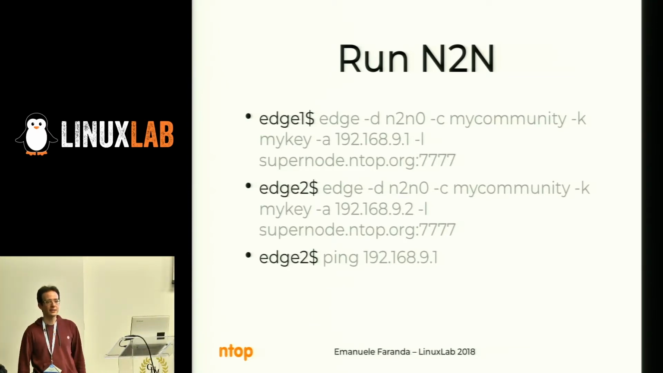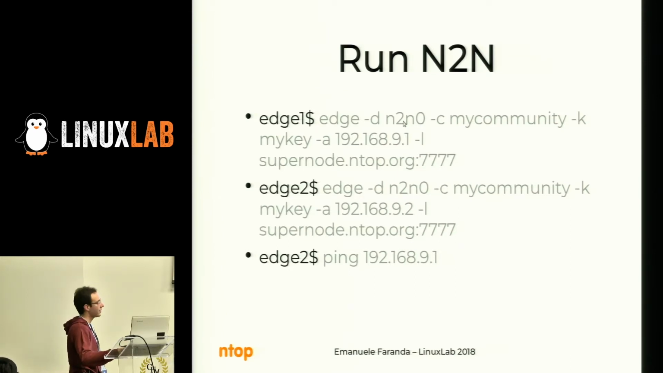Running n2n, as I said, is really easy. So we only need to specify some parameters. So we have to specify the network interface to create. So this is the name of the virtual network interface that will be created. This is the name of the community your device will belong to. And this is the key to your community.